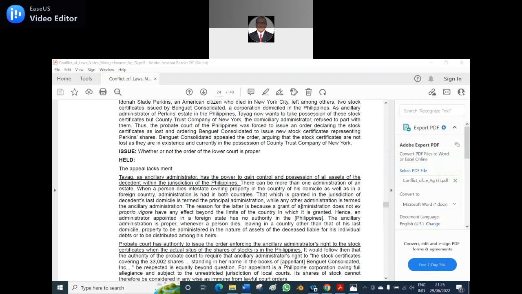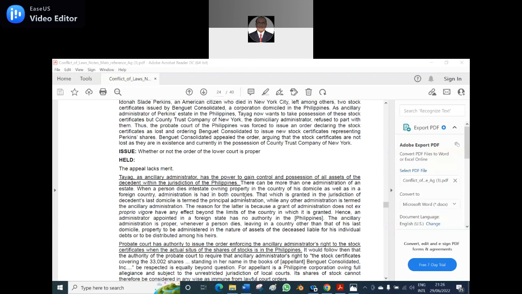The ancillary administrator is in the Philippines, and all assets of the decedent, meaning the deceased, are within the jurisdiction of the Philippines. But the deceased was domiciled in New York at the time of death. So all the stocks, which are mobile property, are governed by the law of the domicile. There can be more than one administration of an estate when a person dies intestate, without leaving a will, owning property in the country of his domicile as well as in a foreign country.